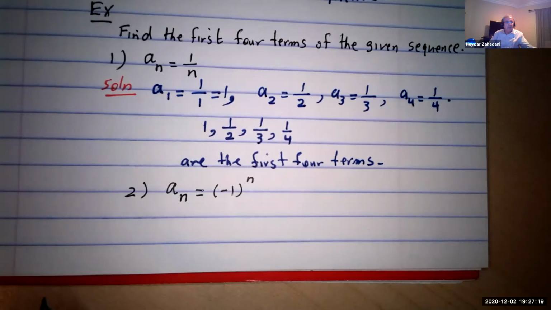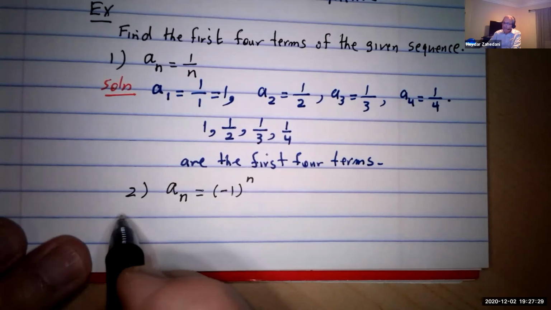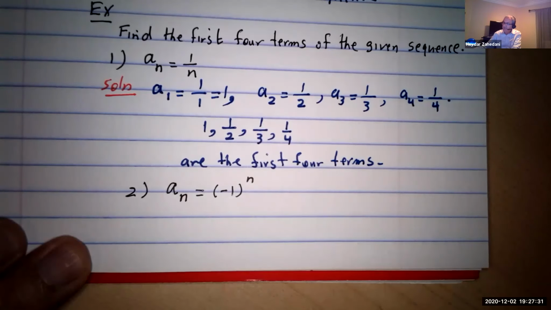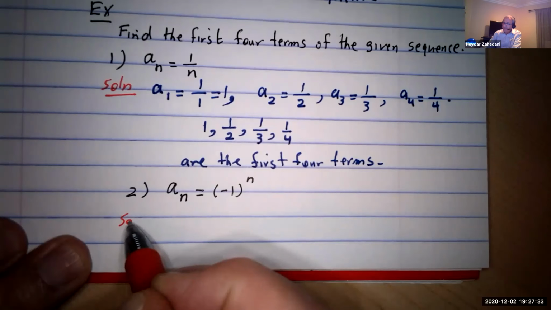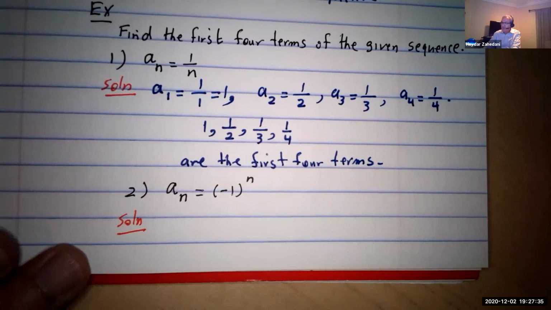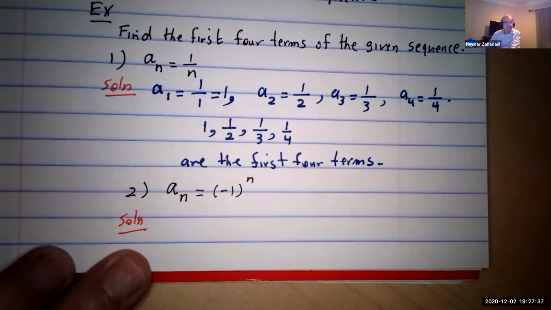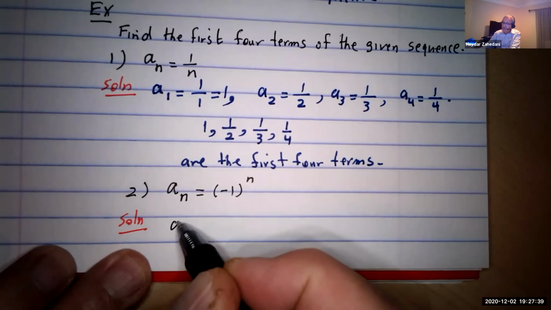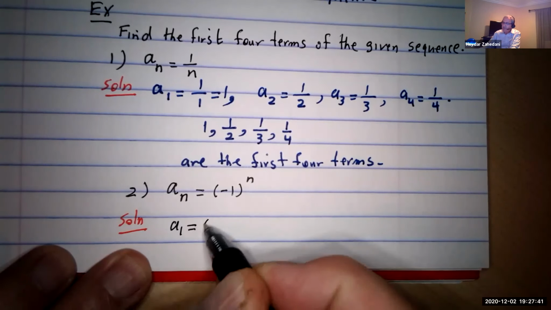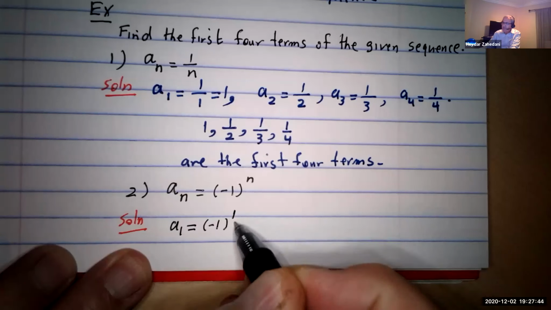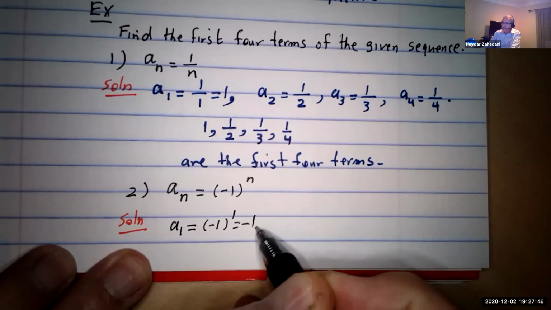Okay, so this is going to be another one. So you identify the first 4 terms. So the solution, if you want to find the first term, is going to be A1. You just substitute, it's going to be -1 to the 1, which is a -1. So that's the first term.